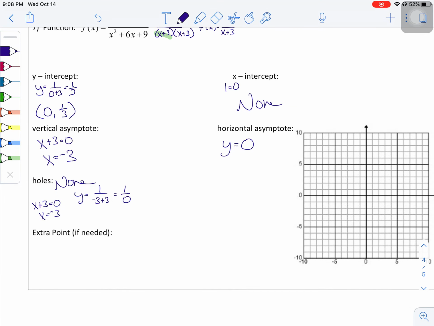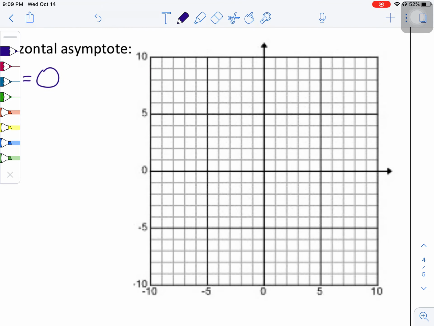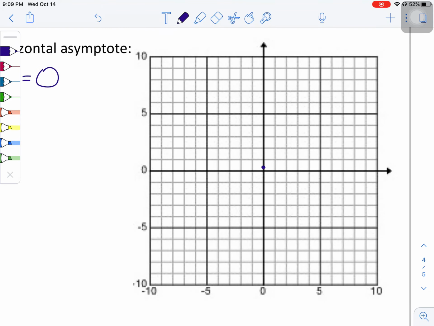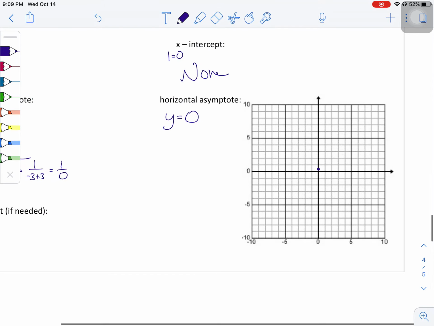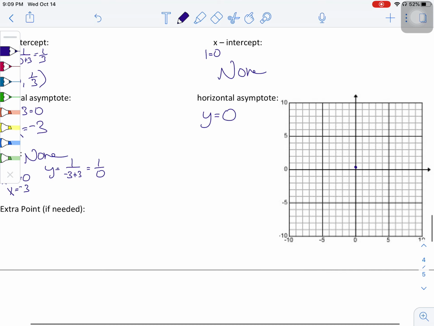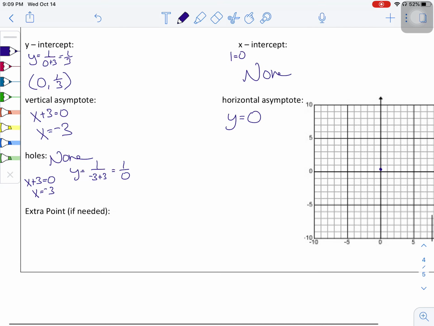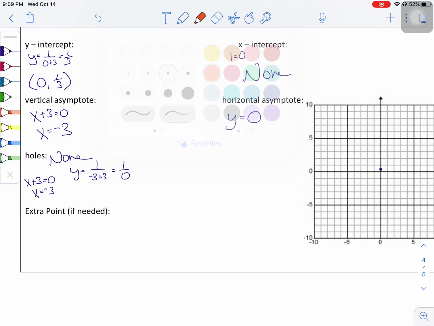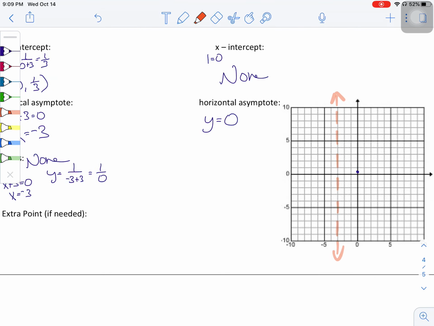So let's see here. We have 0, 1/3. It's just a little, not quite at halfway between 0 and 1. No x-intercept, so obviously nothing to graph there. Vertical asymptote. Let's get those asymptotes in place. So -3 here. Horizontal asymptote is y is equal to 0. So that's going to go right there.